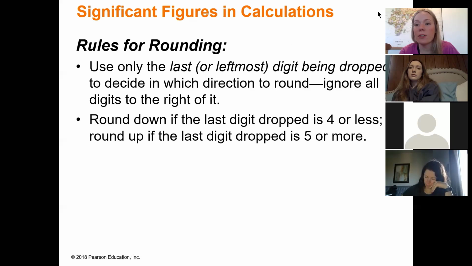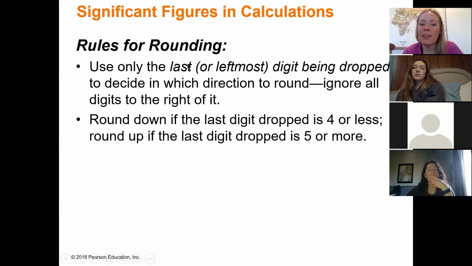So how do we round? Use only the leftmost digit being dropped to decide in which direction to round. Ignore all other digits to the right. Round down if the last digit dropped is 4 or less. Round up if the last digit being dropped is 5 or more.